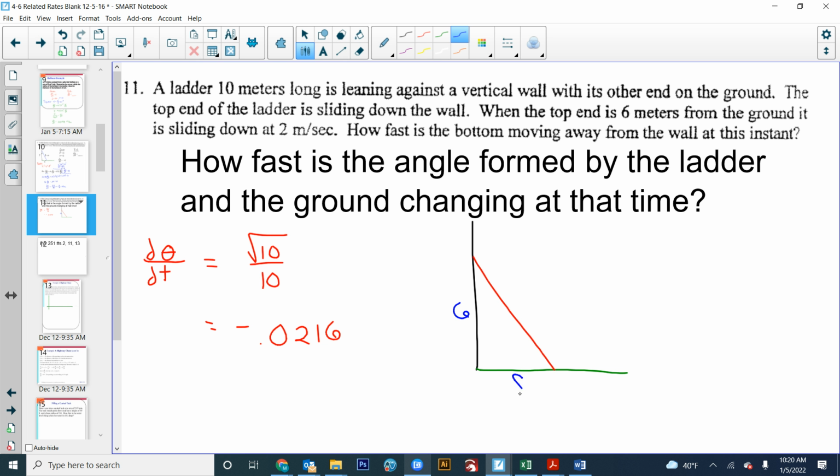We decided this was 8 yesterday, didn't we? And again, this is only at the snapshot in time. He's taking a picture as the guy's falling down the ladder because it's entertaining.